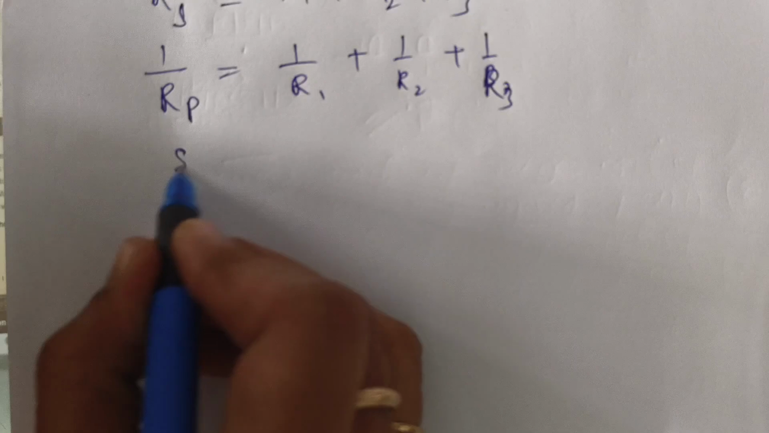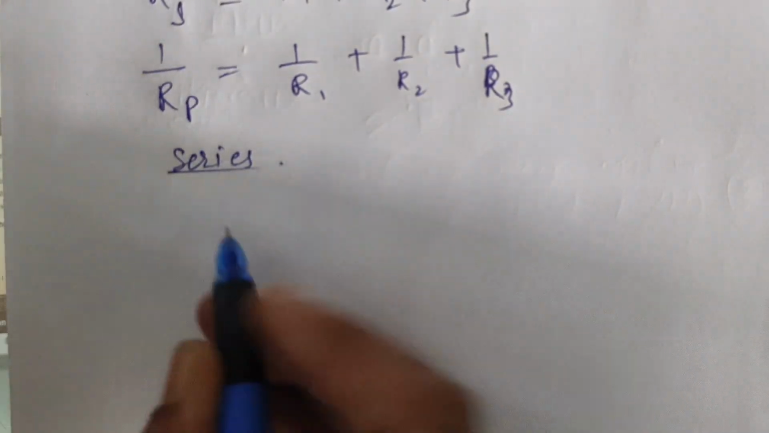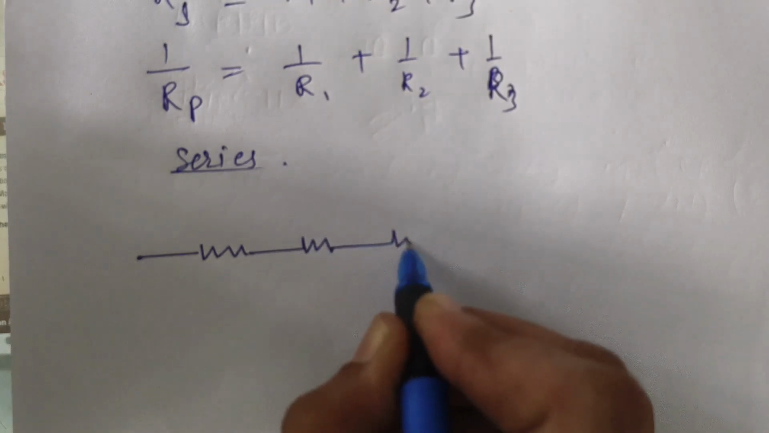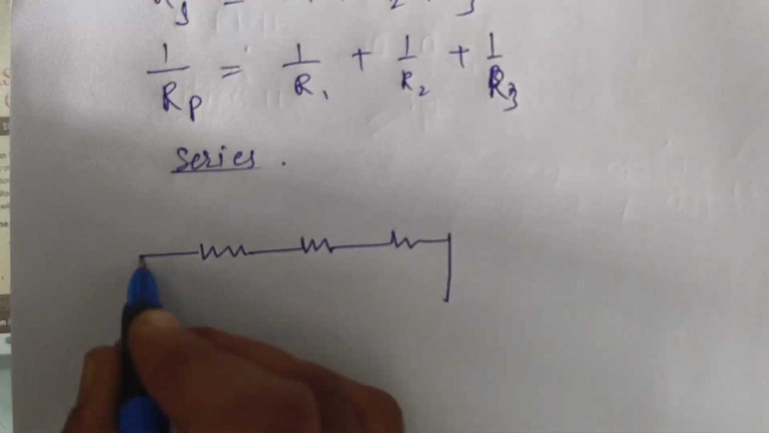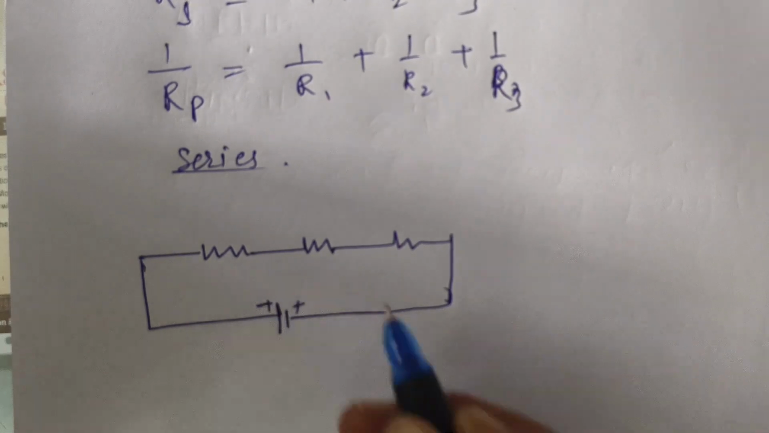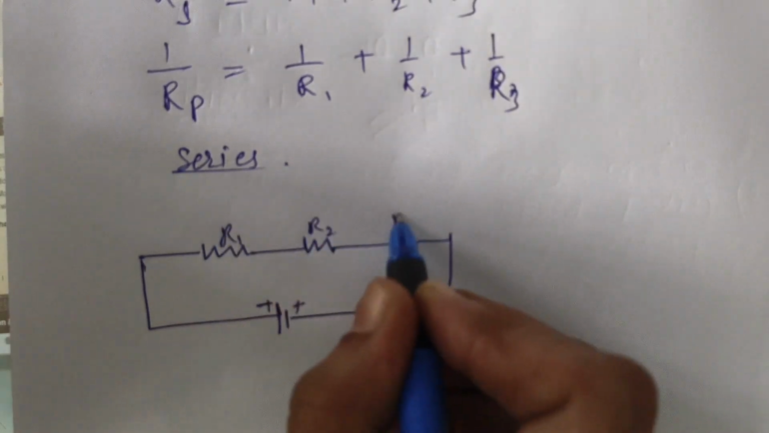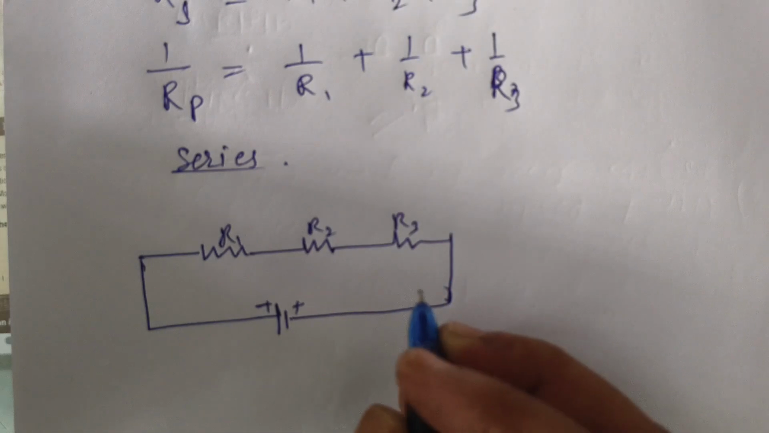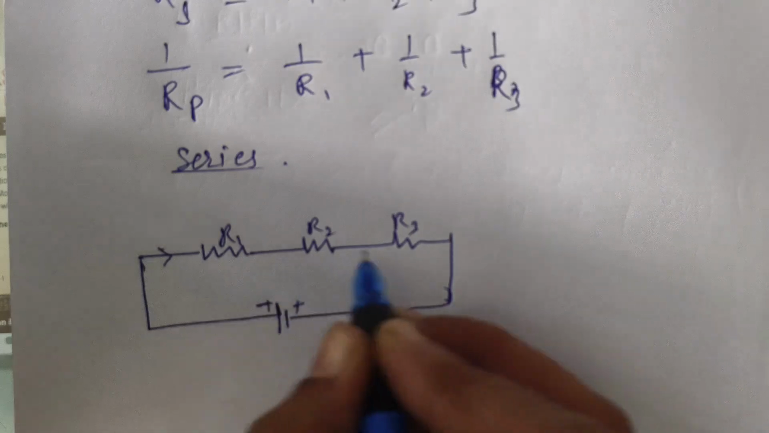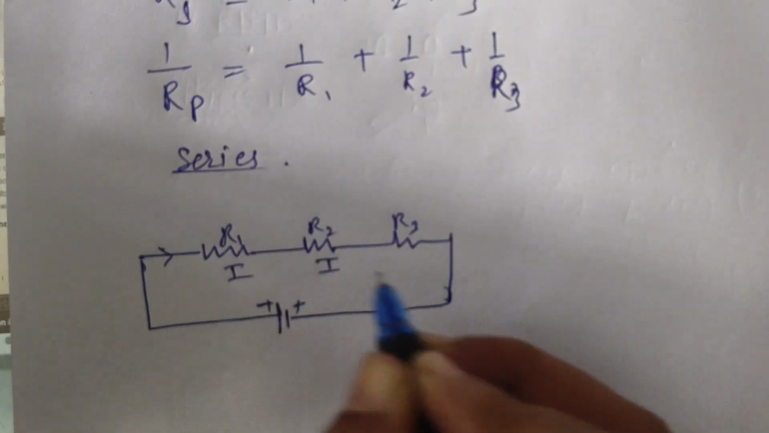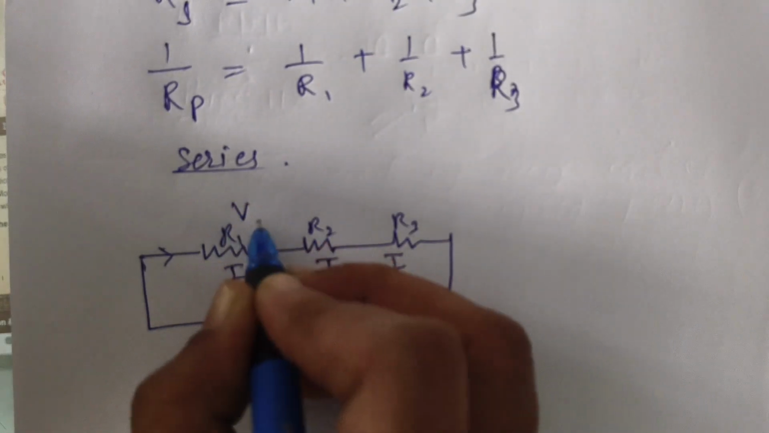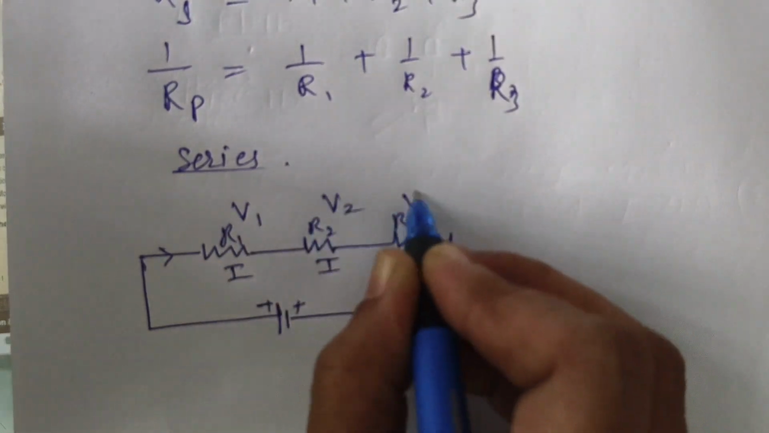I'm starting with the series connection. Let's draw a simple circuit in series where I have taken three resistors, R1, R2, R3. As the current is passing in series, the same current I will pass through all the resistors, whereas the voltages are V1, V2 and V3.